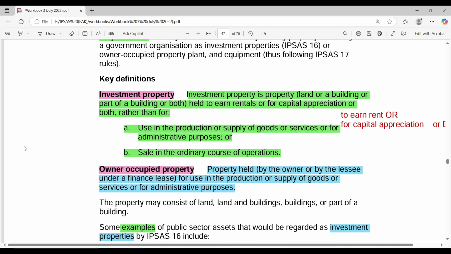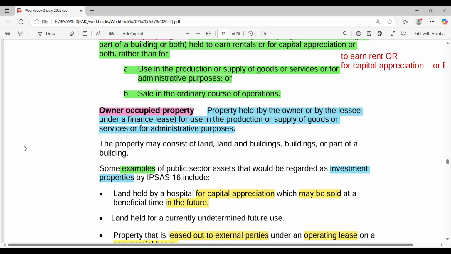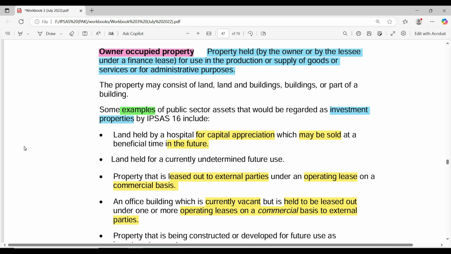Now we are able to identify the definition of investment property. Now we will move further. Owner occupied properties. What is owner occupied property? Property held by the owner or by the lessee under a finance lease for use in production or supply of goods or services or for administrative purposes. The points which are not part of investment properties are basically the part of the definition of owner occupied properties.